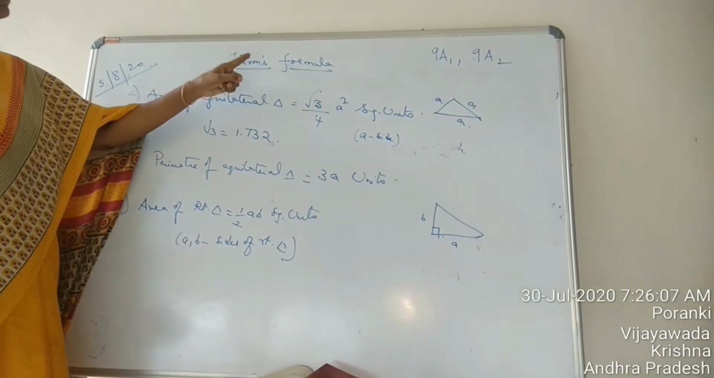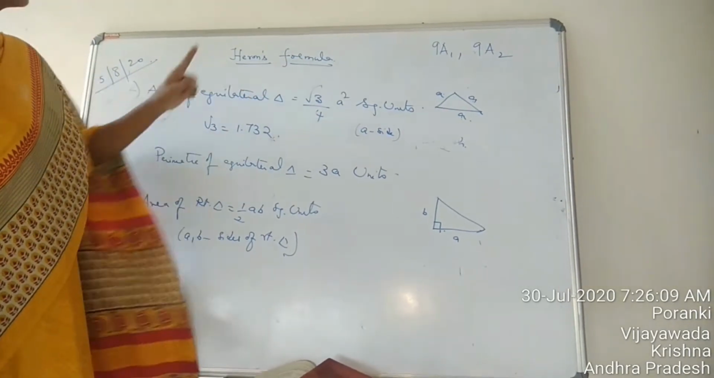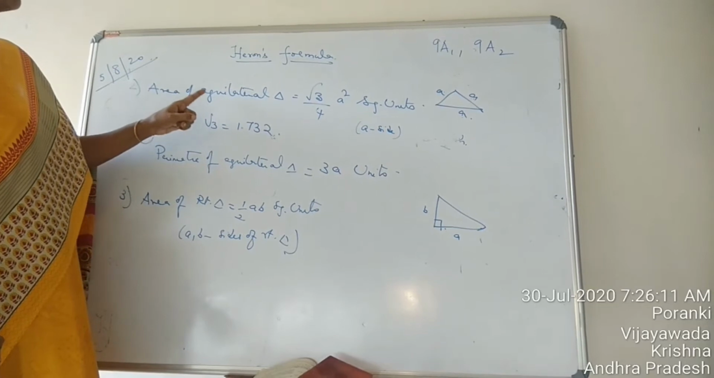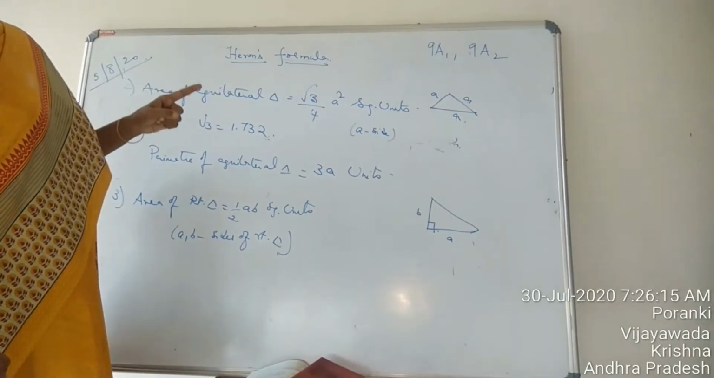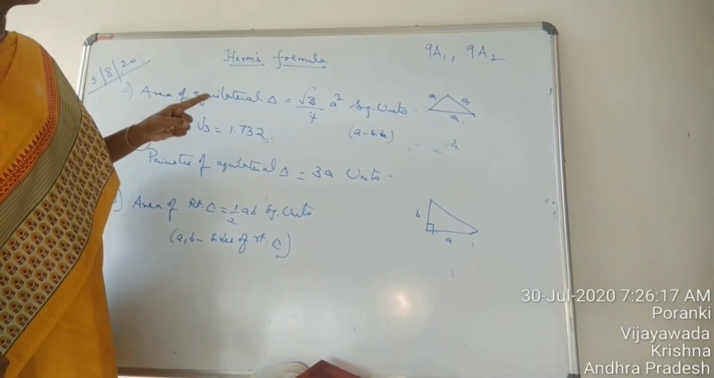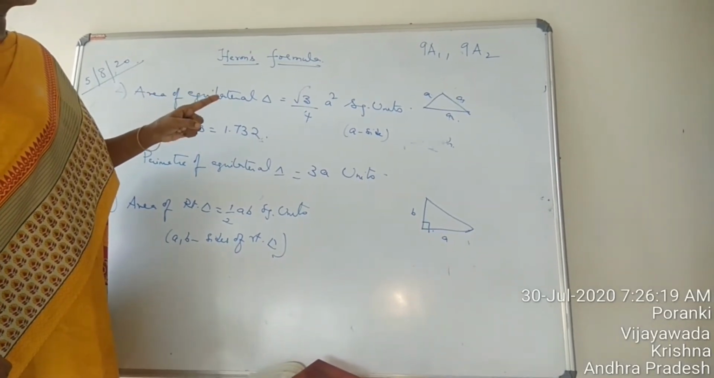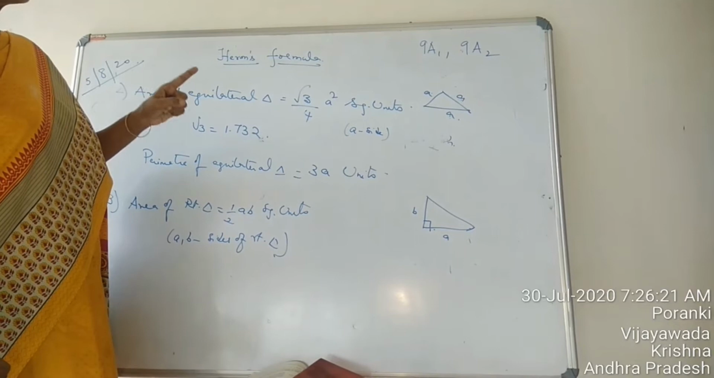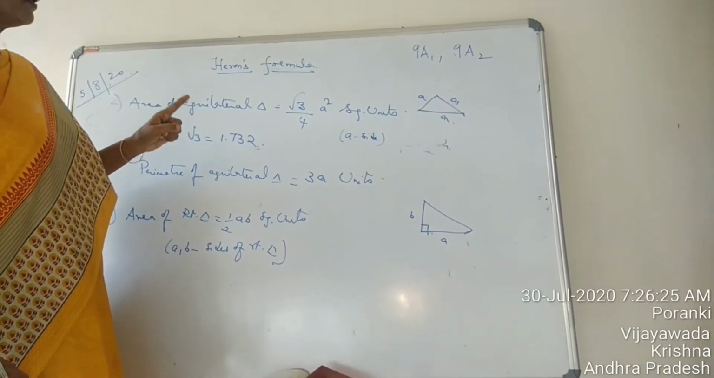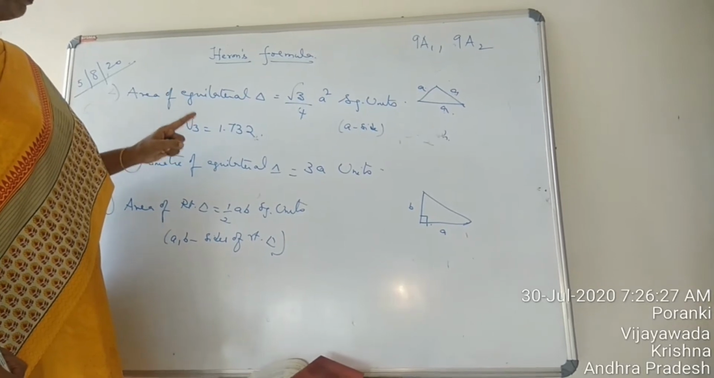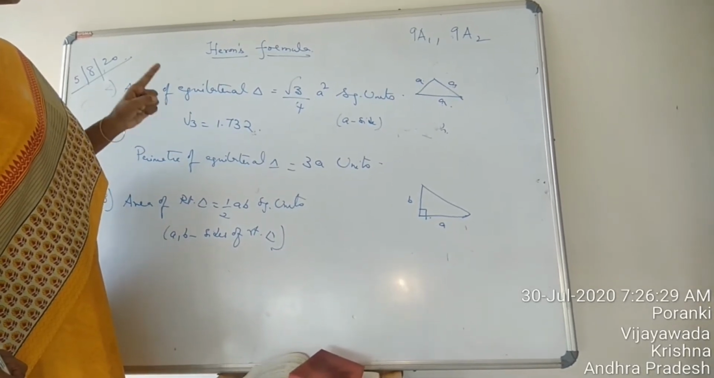Heron's formula deals with the area of the triangle when three sides are given. Area of triangle with sides a, b, c is equal to root of s into s minus a into s minus b into s minus c, where s is equal to (a plus b plus c) by 2.